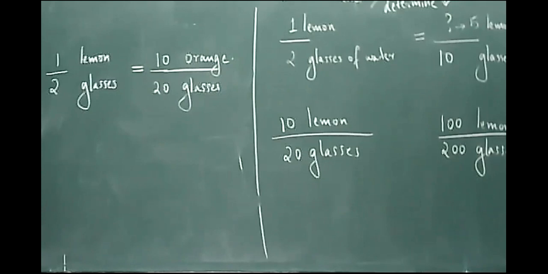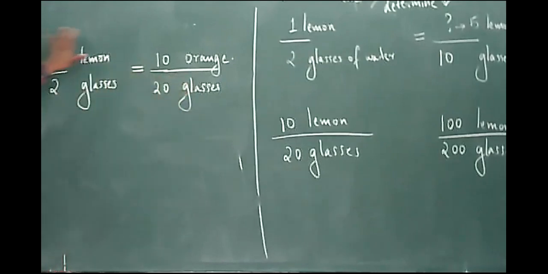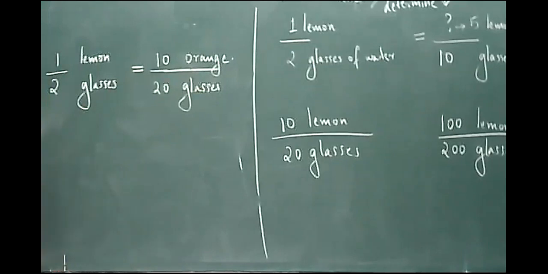Not at all. Because this is a proportion for lemon juice. We are talking about lemon juice. We never came to orange juice. So when we are talking about lemon juice, only the concentration of lemon juice is going to be proportional.